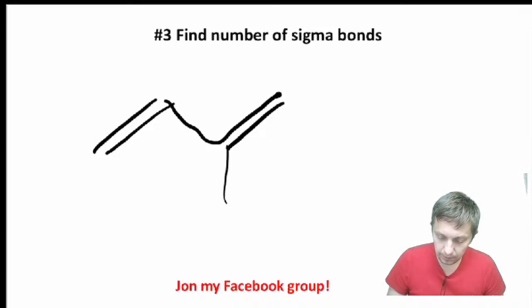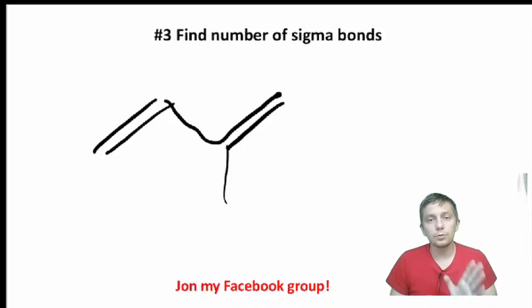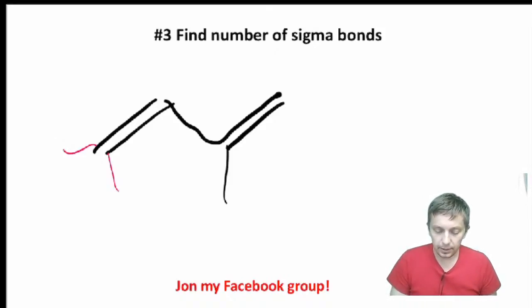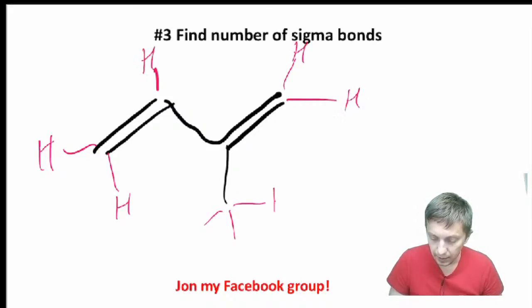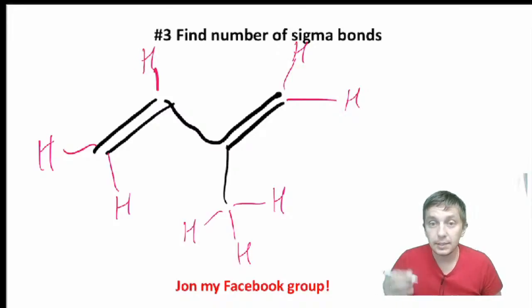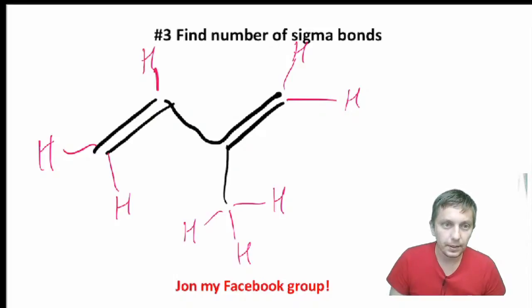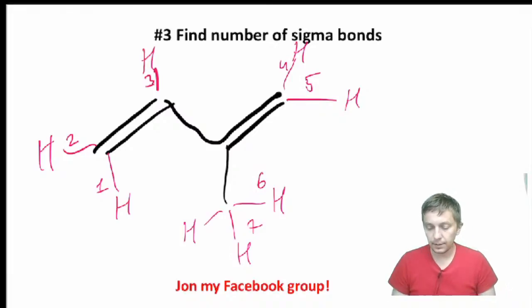And because we're dealing with an organic compound, we need to show all bonds. For double bonds it's enough, but in this case I will show all hydrogens, because any bond with any atom contains a sigma bond. And let's first count all the C-H sigma bonds: 1, 2, 3, 4, 5, 6, 7, 8.